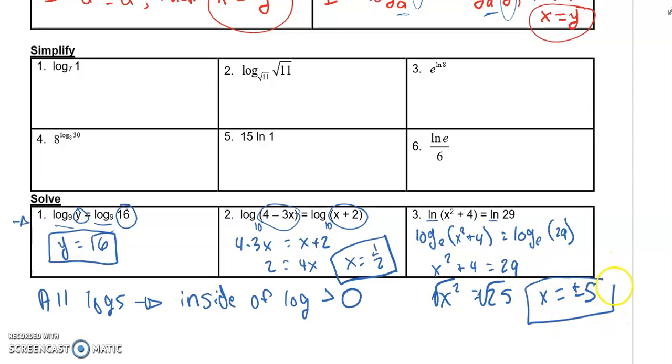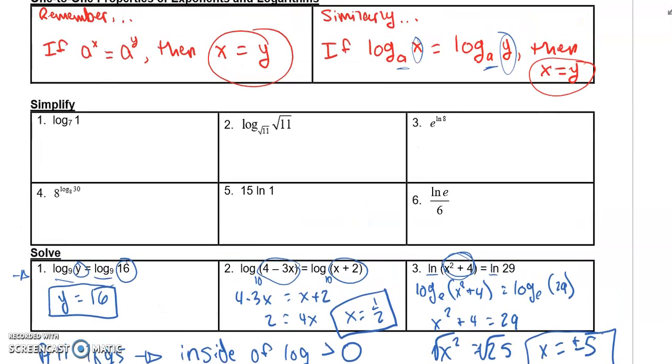Okay, let's take a look if any of these are extraneous. Let's plug this back in. When I plug in 5, 5 squared is 25, plus 4 is 29. That's a positive number, totally fine. When I plug in negative 5, squared that's positive 25, plus 4 gets me 29. So that's okay too. If I would have gotten a negative number inside here after I plug in x, that's when I would count it as extraneous. I don't think I needed to really plug in for number 1. When we plug in 1/2 over here, 4 minus 3 over 2, that's going to be positive. 1/2 plus 2, that'll be positive. So no extraneous on any of these.